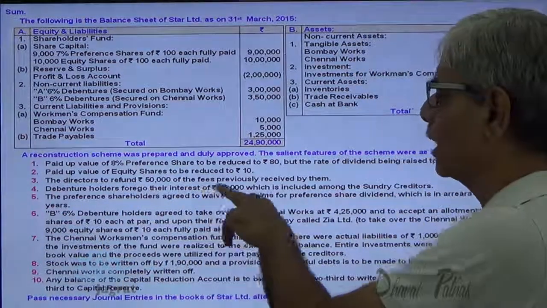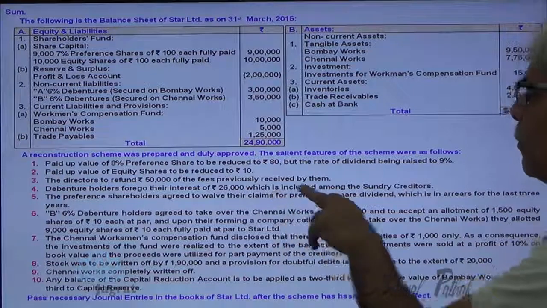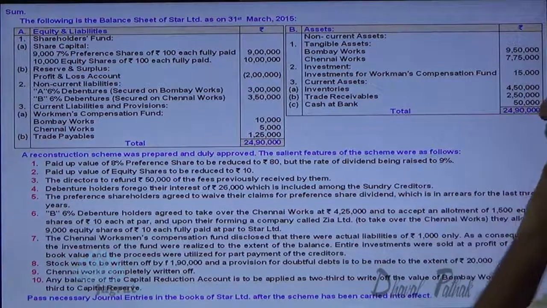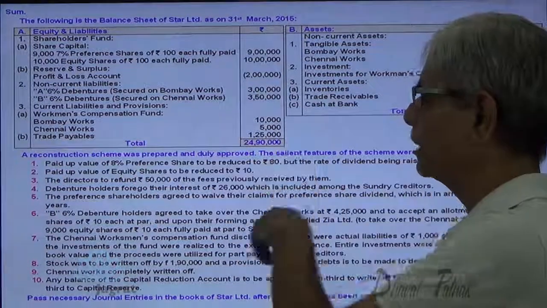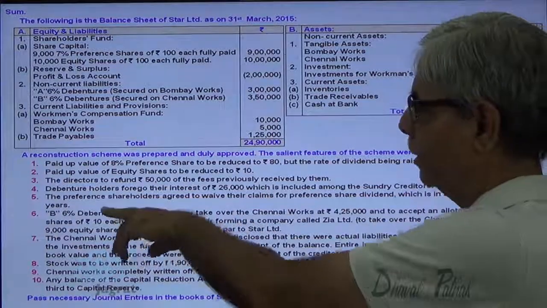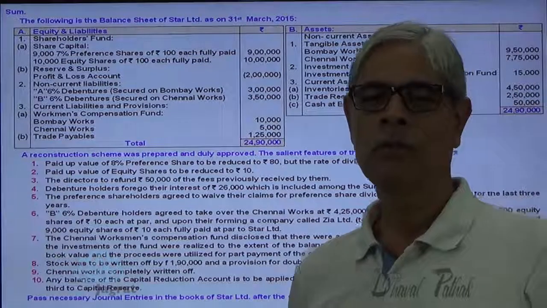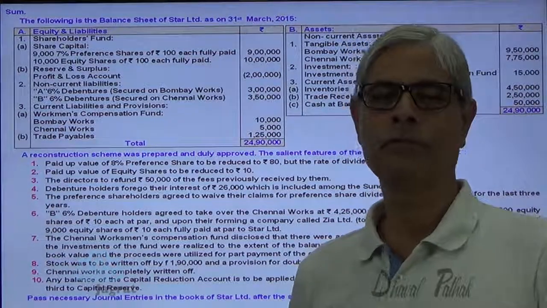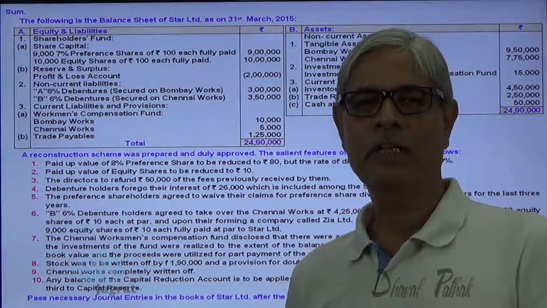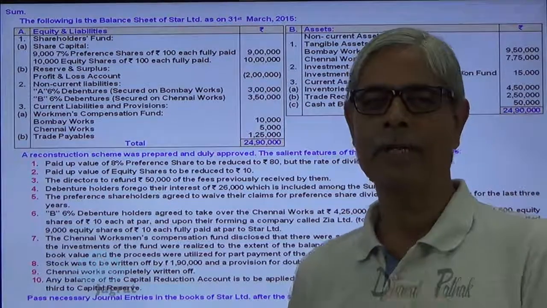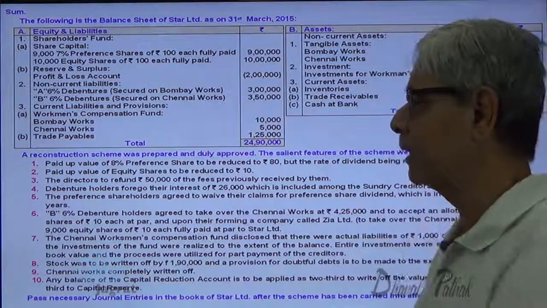Debenture holders forego their interest of 26,000, which is included amongst the sundry creditors. So trade payables include debenture interest, which is being foregone. So the liability is foregone. It is a reduction in the credit balance, a reduction in liabilities, so again the capital reduction account gets credited.